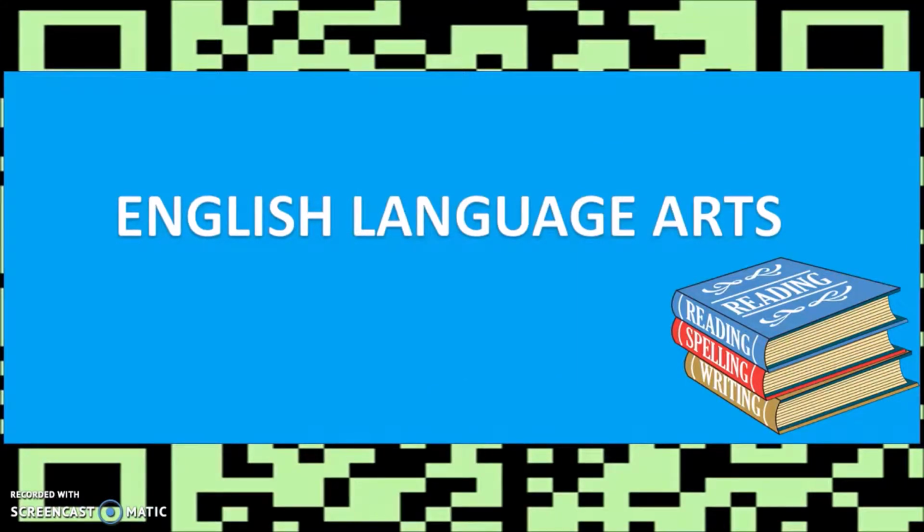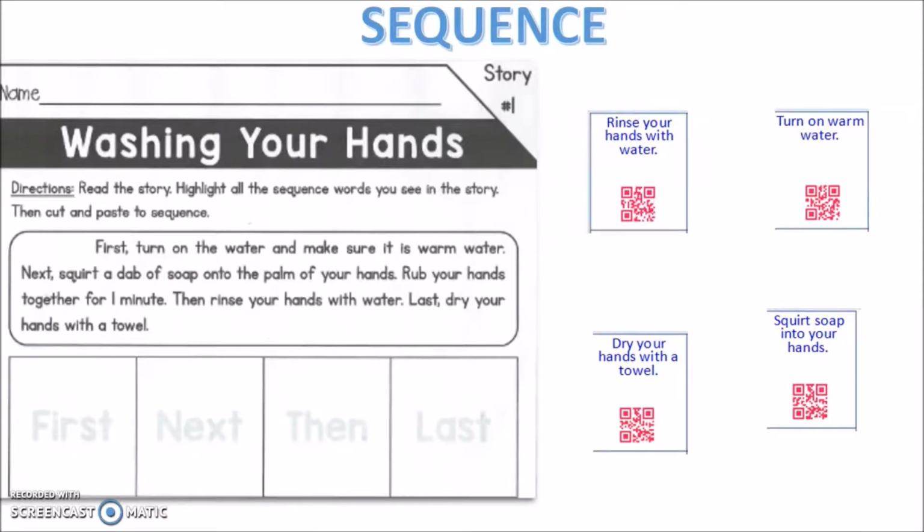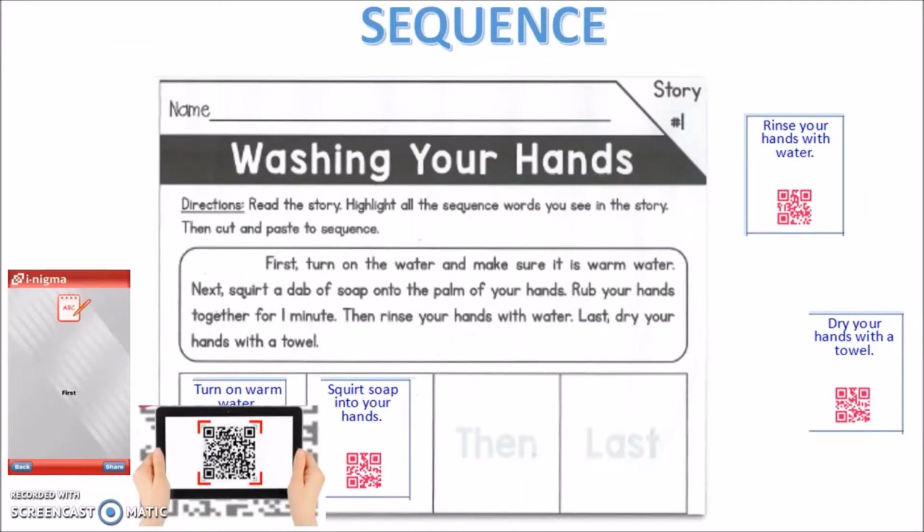English Language Arts. Here is a reading story and sequence. After reading the story, students will get the cards and place them in the correct sequence. Now they can scan the QR code to see if the cards are in the correct order.